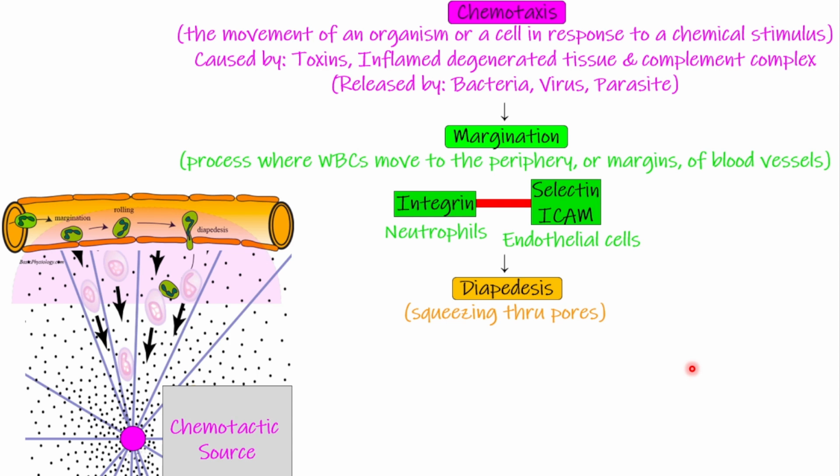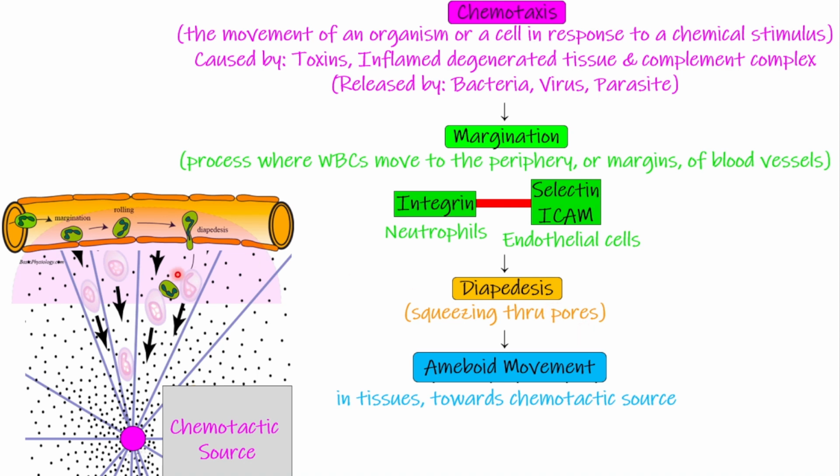After the margination, we have diapedesis. Diapedesis is basically the squeezing through pores. Diapedesis is followed by the amoeboid movement in the tissues towards the chemotactic source. And finally, after the amoeboid movement, the neutrophil reaches close to the foreign body, the bacteria, the virus, or the parasite, where phagocytosis is done. Phagocytosis is basically cellular ingestion. Neutrophils basically eat the foreign body.